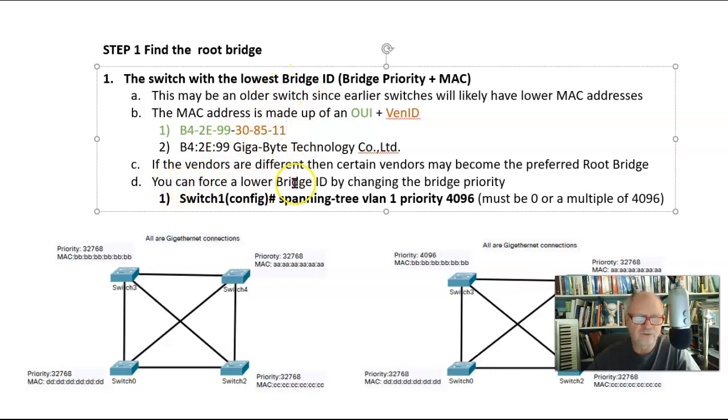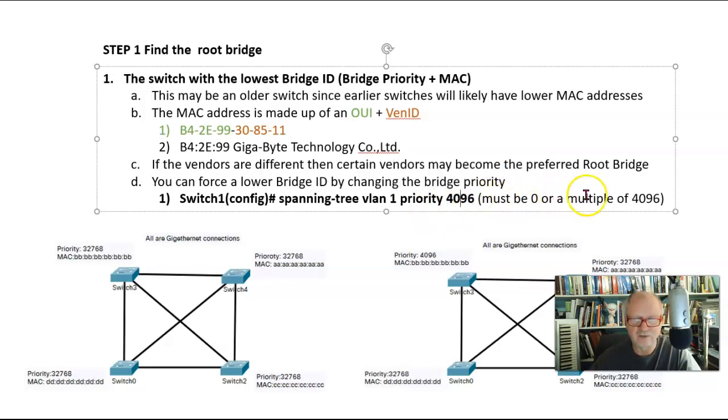You can force a lower bridge ID by changing the bridge priority, and the command here is spanning-tree vlan 1 priority 4096. This can be any VLAN, because remember that spanning tree protocol is VLAN specific. So for each VLAN you can have a completely different spanning tree topology going on.